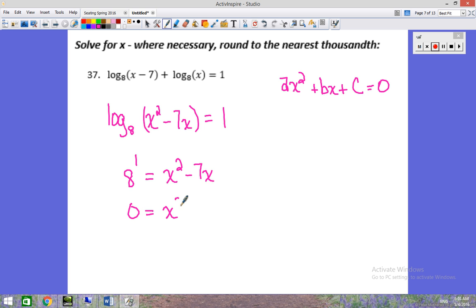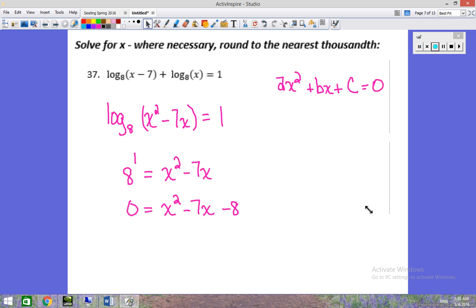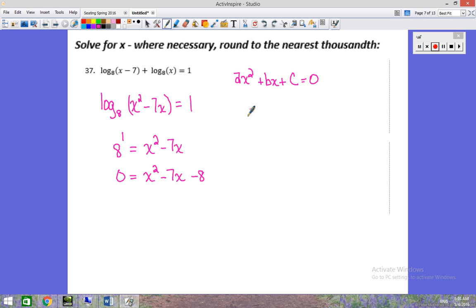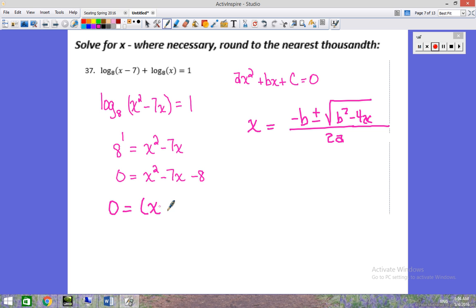If I subtract 8 from both sides, and again, it appears to me that we'll be able to factor this. If you don't recognize that, you can still use that quadratic formula. And remember, the quadratic formula is a fraction where the numerator is the opposite of b plus or minus the square root of the discriminant, and the discriminant is b squared minus 4ac, all over 2 times a. So if we factor this, we get x minus 8 times x plus 1.